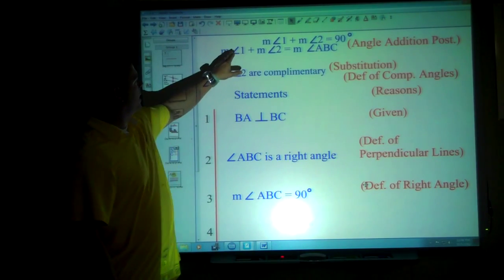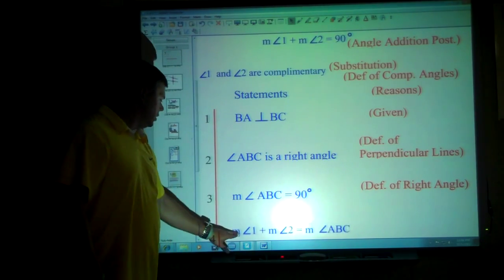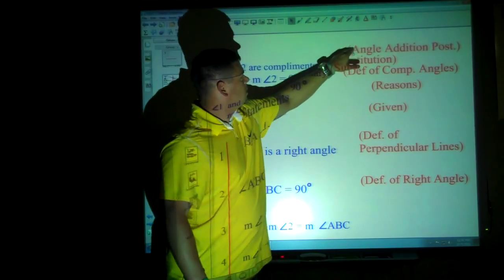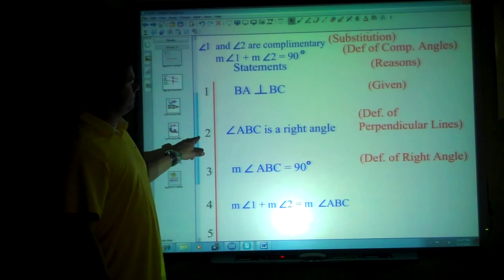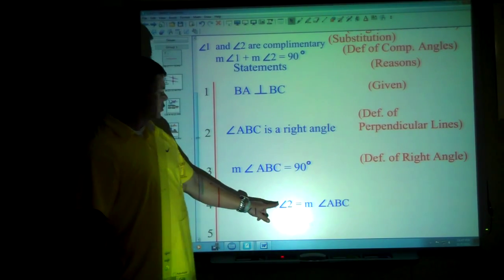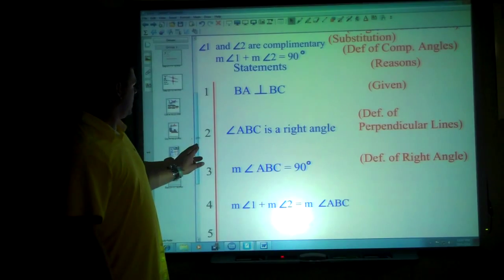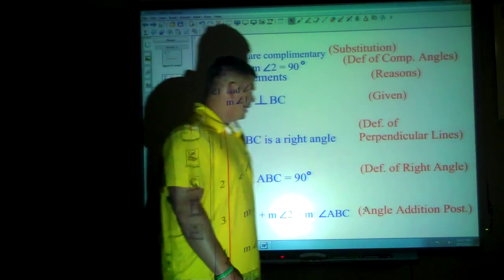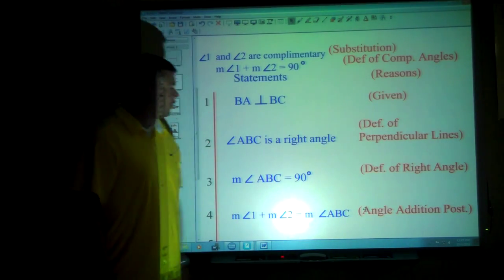Now let's talk about those two angles. The measure of angle, move these down here a little bit. Now I have measure of angle 1 plus the measure of angle 2 equals the measure of angle ABC. I believe that would be angle addition postulate. The two angles add together to make the bigger angle.